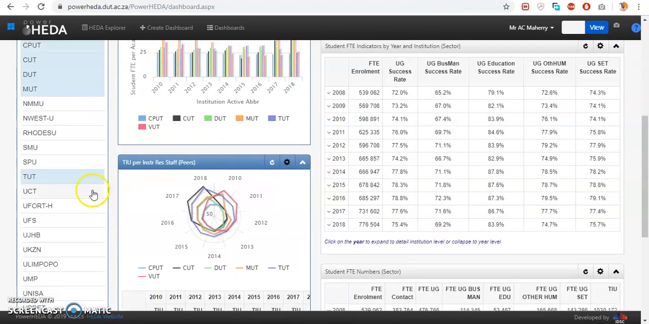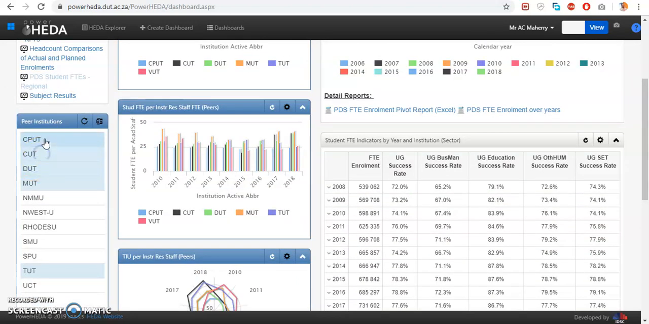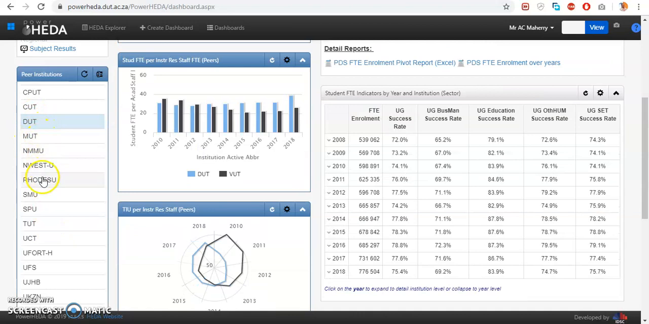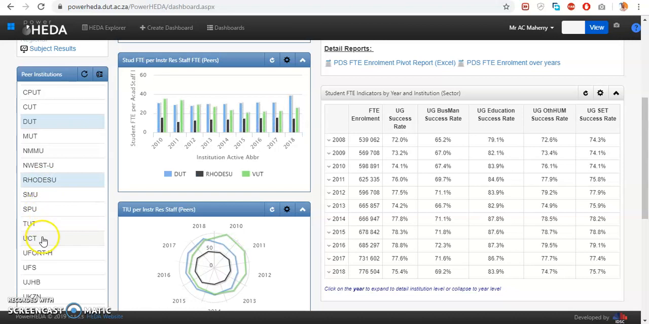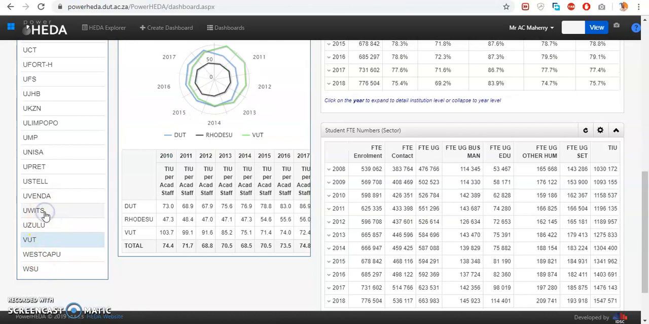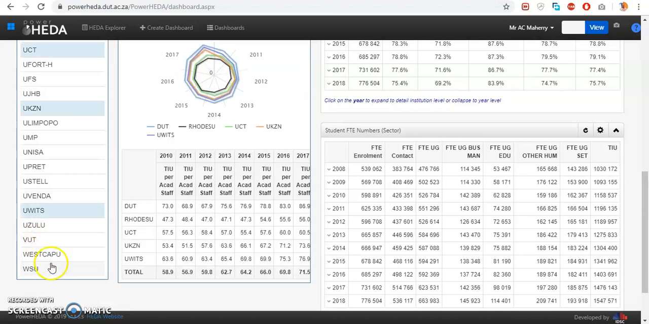Now, what about your other universities, and in particular your traditional universities and not your historically disadvantaged universities? So let's go compare. Let's add UCT. Let's add UKZN for comparison. Let's add WITS. Let's remove Vaal University of Technology. And let's add University of Pretoria.